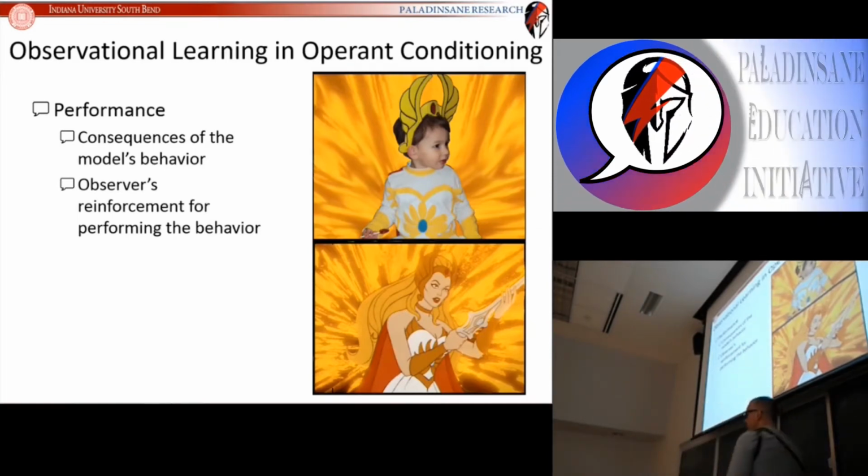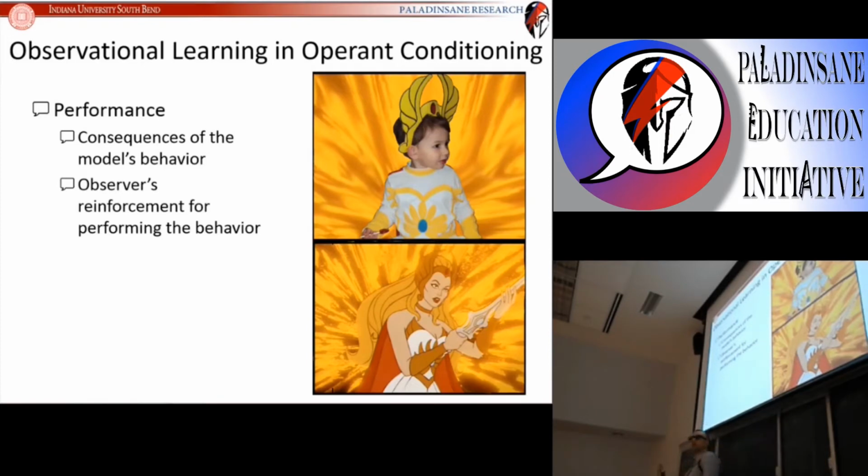So as fans of She-Ra, you can imagine that me and my wife were very excited when we saw Isabella lift her stick aloft, and we wish she said, for the honor of Grayskull, that would have been awesome. But anyways, you can bet that we were like, oh my God, that's so cute, let's take some photos, my daughter, I love you so much. She was reinforced for performing that behavior. So she learned it. She did it the first time through observational learning, but she was more likely to do it in the future because she actually was reinforced for performing that behavior.